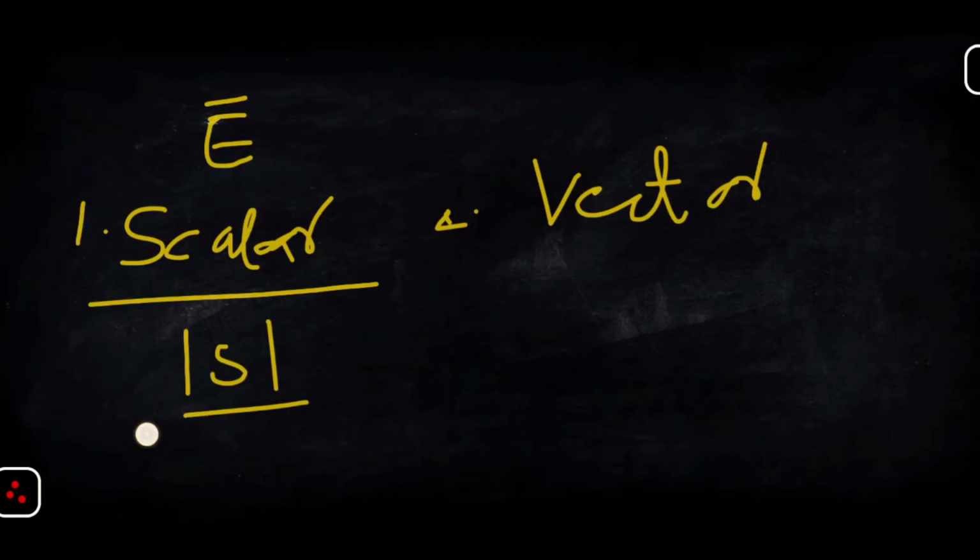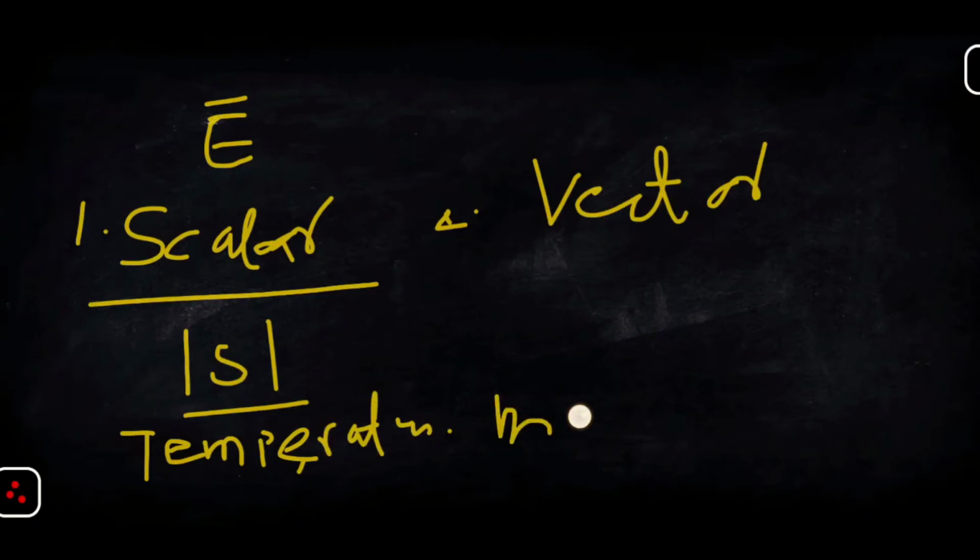The various examples of scalar quantities are temperature, mass, volume, density, speed, and electric charge q. For these, only magnitude will be considered; direction will not be considered. These are the scalar quantities.